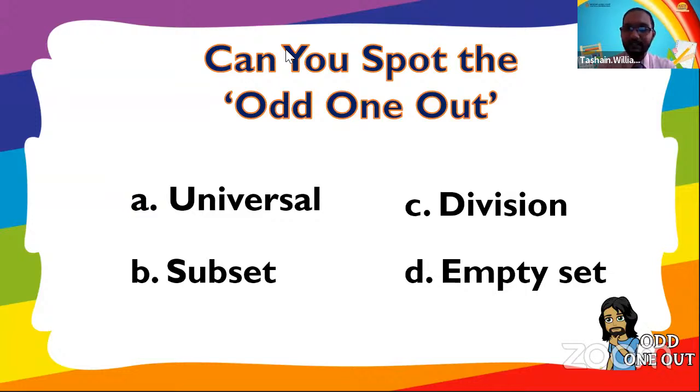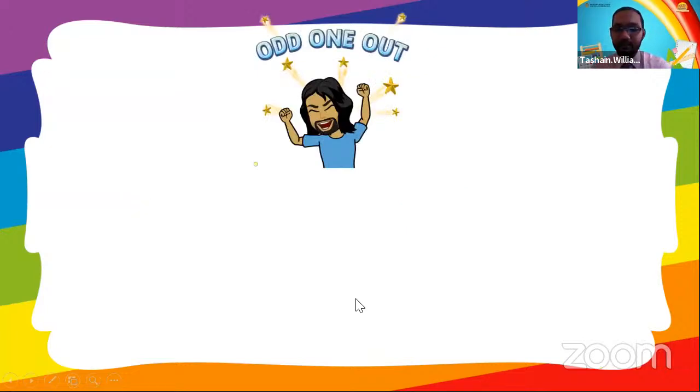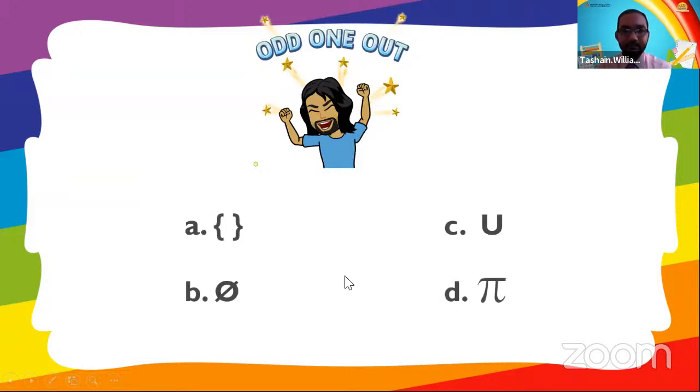I see the chat lighting up. Who is that on top there? Dante, Tiana. Wow, I see C going right through. Awesome, boys and girls. You are doing a fantastic job. Well done. Now, C is the odd one out. Very good. Division is the odd one out. Let's try another one, boys and girls.